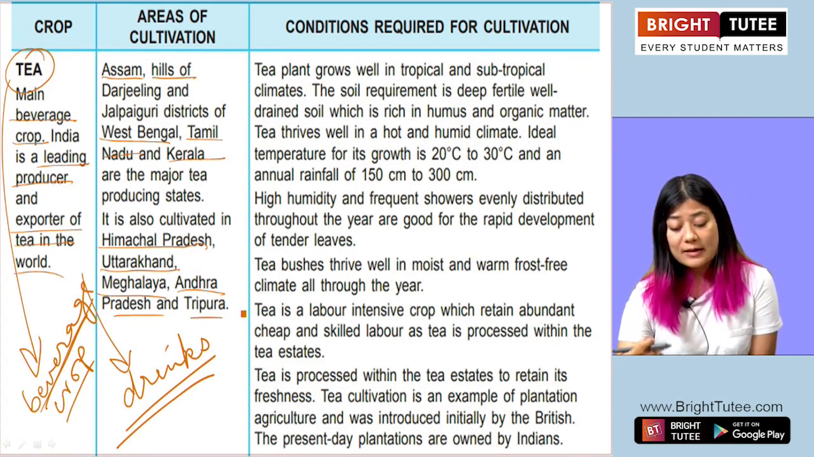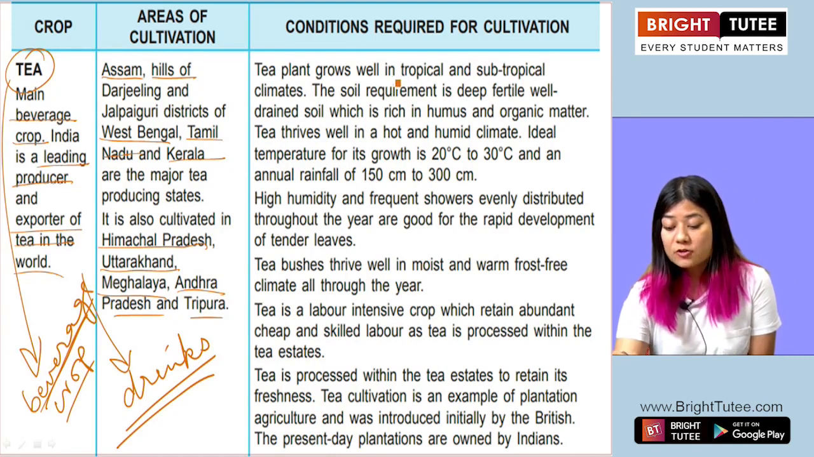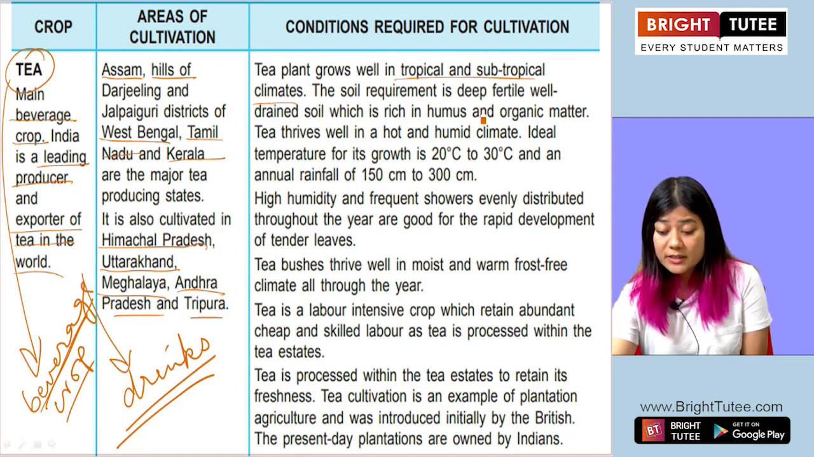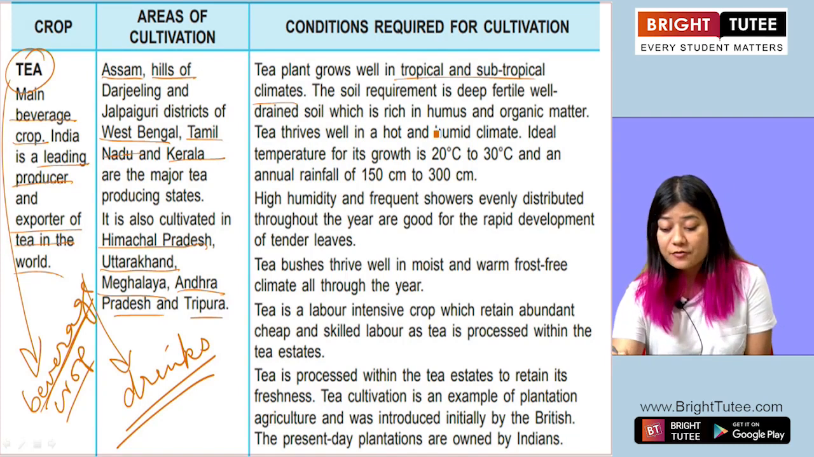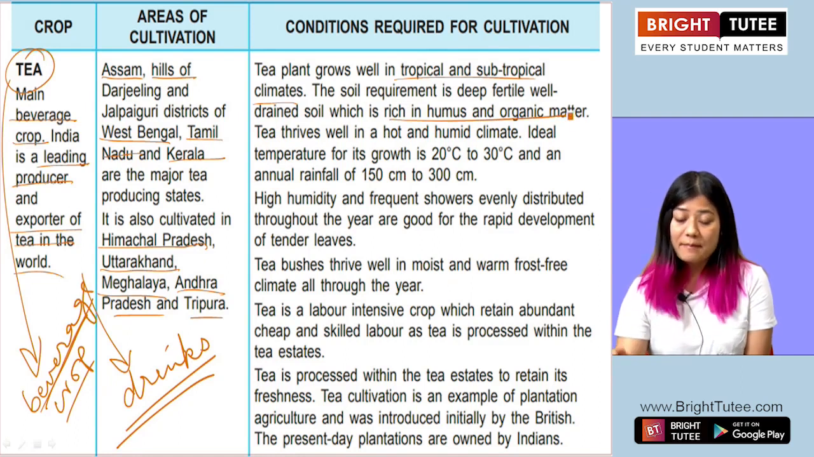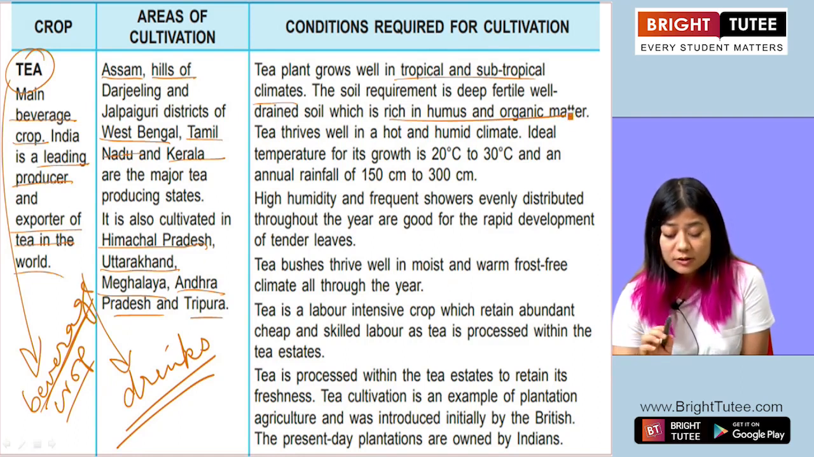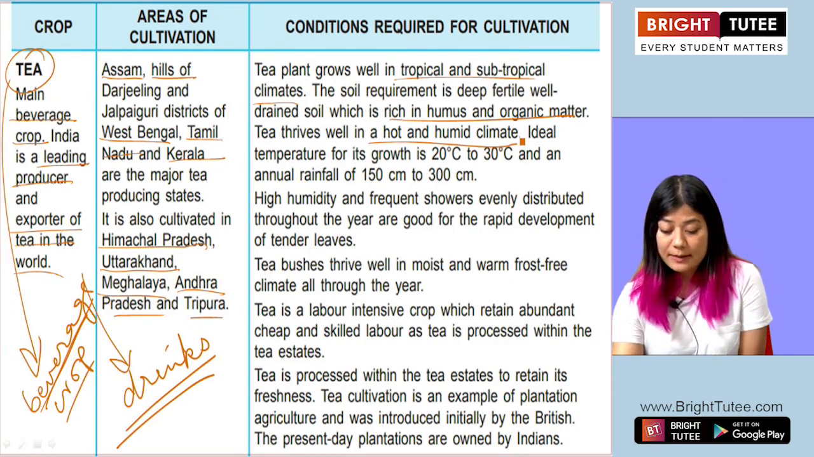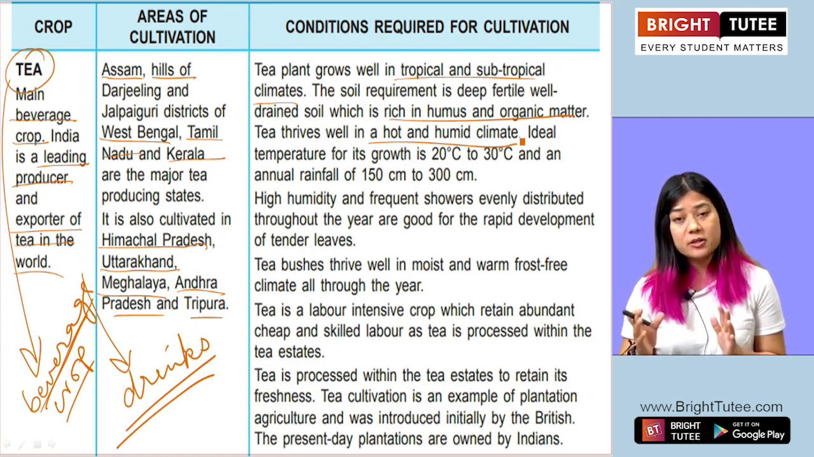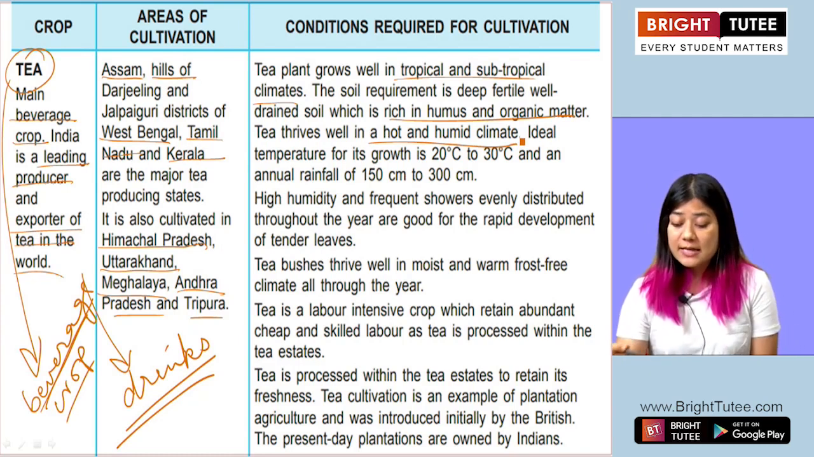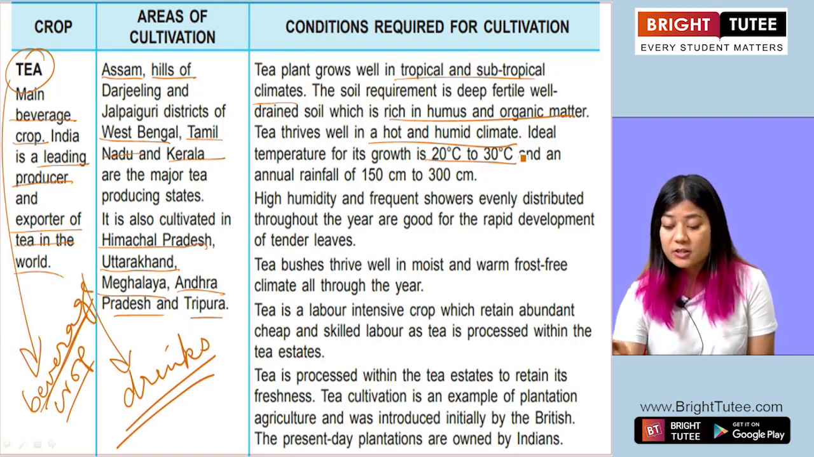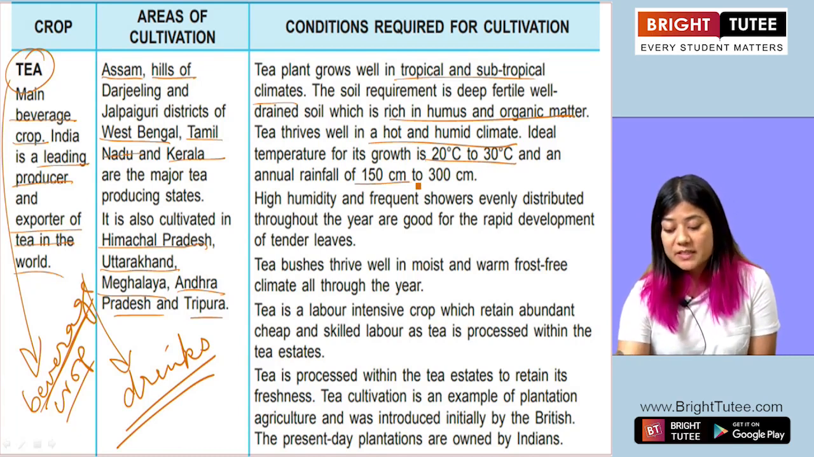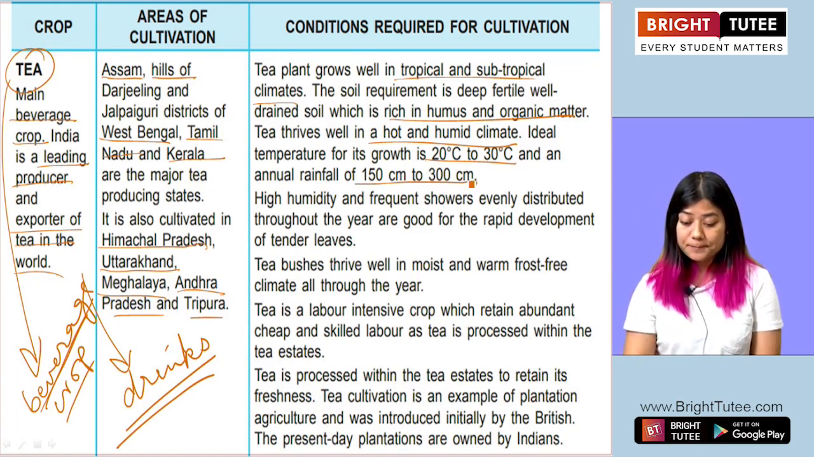Now the tea plant or crop grows very well in tropical as well as subtropical climates. The soil has to be fertile, deep, well drained and rich in humus and organic matter. Tea thrives in a hot and humid climate. The perfect temperature required for the cultivation of tea is 20 degrees Celsius to 30 degrees Celsius, and the annual rainfall should range between 150 centimeters and 300 centimeters.